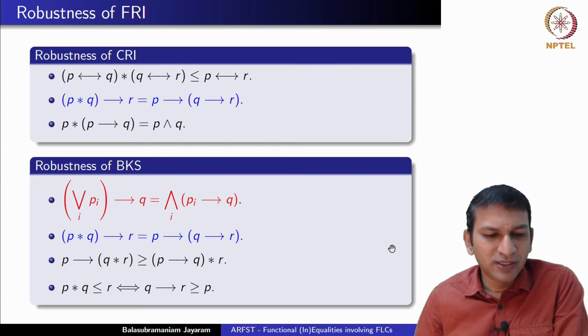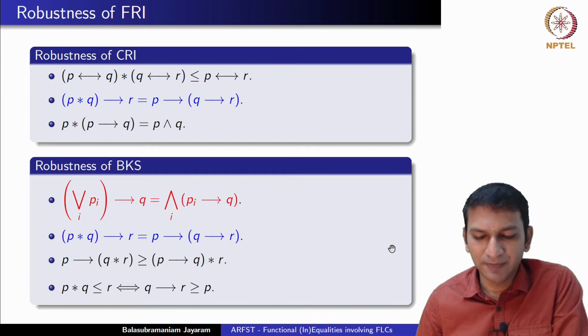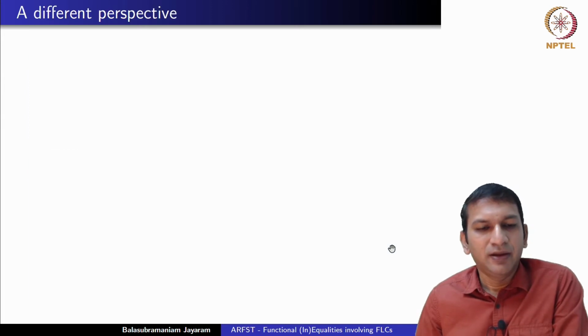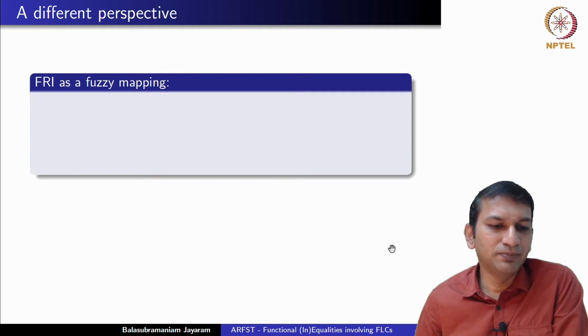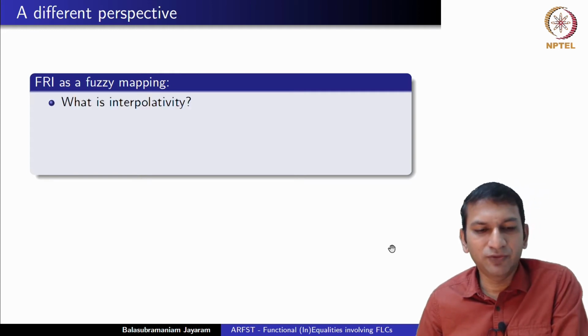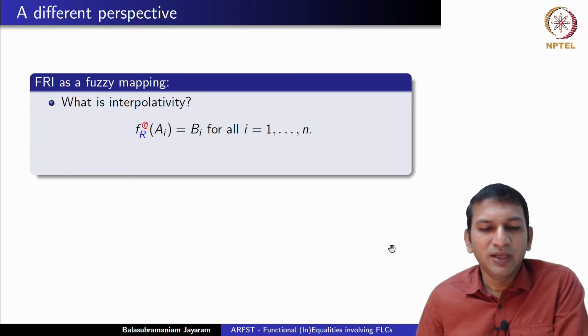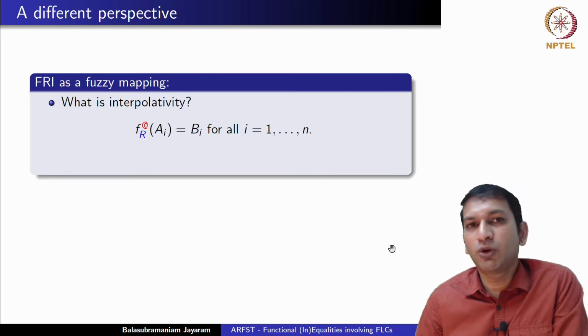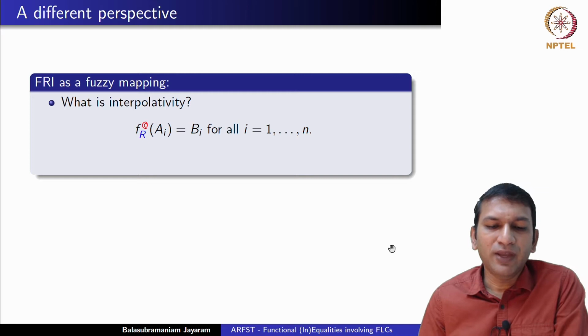These are some of the properties that we have used when we discussed robustness of CRI and BKS. Then we took a different perspective and, looking at FRI as a fuzzy mapping between f of x and f of y, we asked the question, what is interpolativity? And there we found that we could discuss interpolativity not from the point of view of solvability of FRIs, fuzzy relational equations, but from the point of view of a mapping of AI to BI.